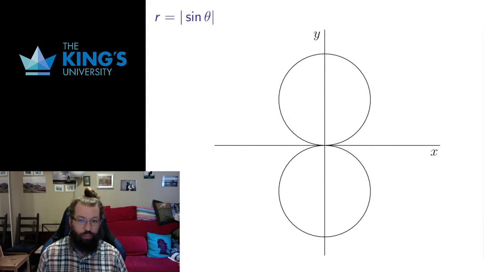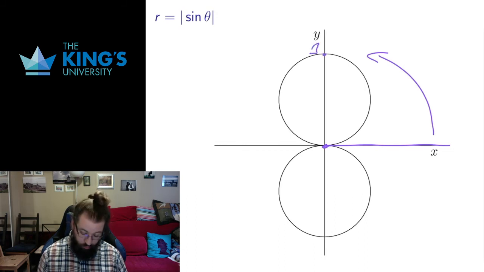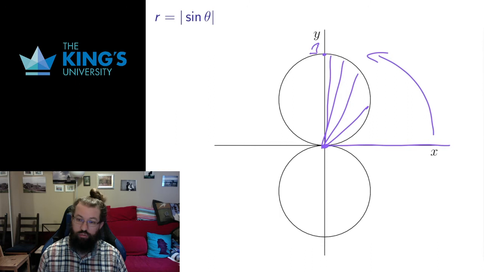r equals the absolute value of sine theta. So again, I want to start at theta equals 0. So if theta equals 0, then r equals 0. As theta increases, sine of theta also increases. When I get to theta equals pi over 2, sine of that is 1. So this is going to be height 1. So here, these points, as the angle gets larger, the radius is getting larger.